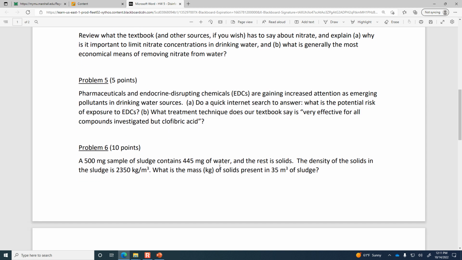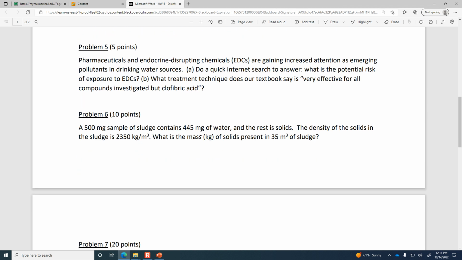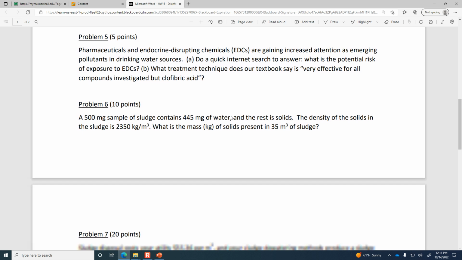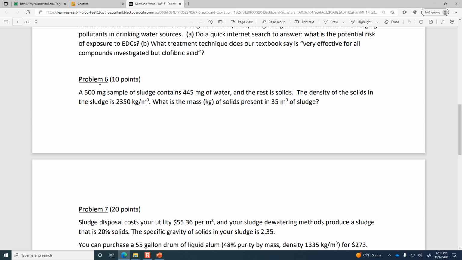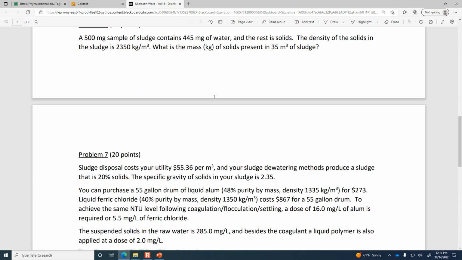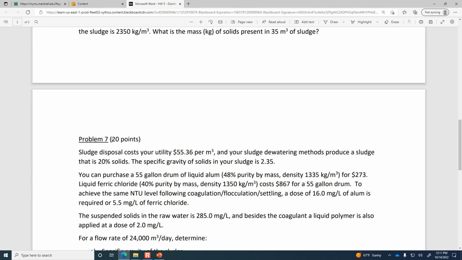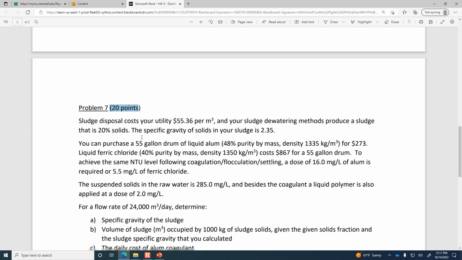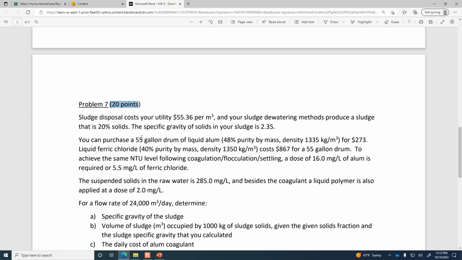Problem 6 has to do with the sludge and residual concentrations we talked about last time in class, and problem 7 is as well. So problem 6 is just trying to relate the volume of sludge to its mass, and then problem 7, you'll notice, is 20 points. I expect that that one may be a little bit more lengthy because I'm asking you to consider both the chemical cost of coagulation, but then also the disposal cost of alum versus ferric chloride.